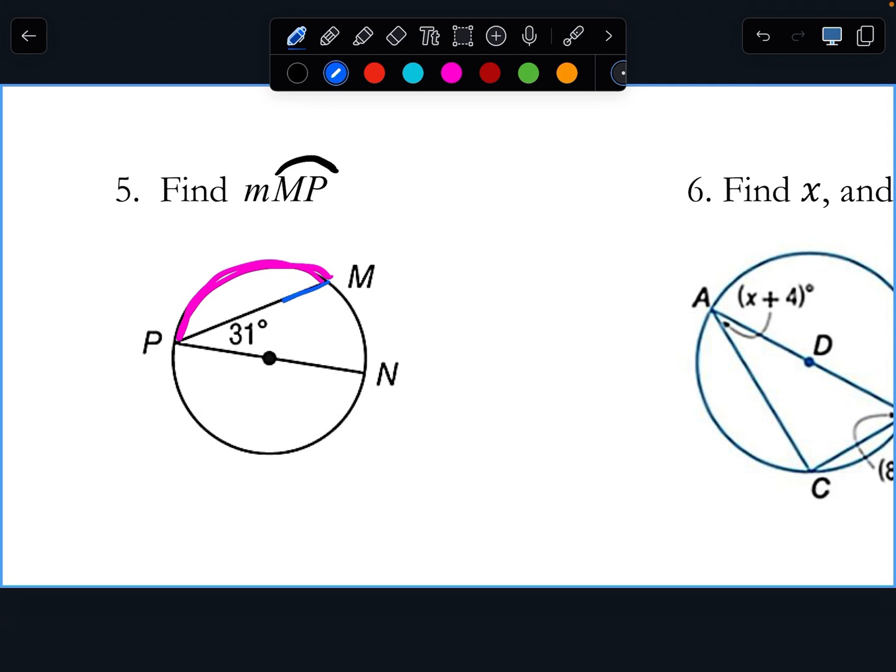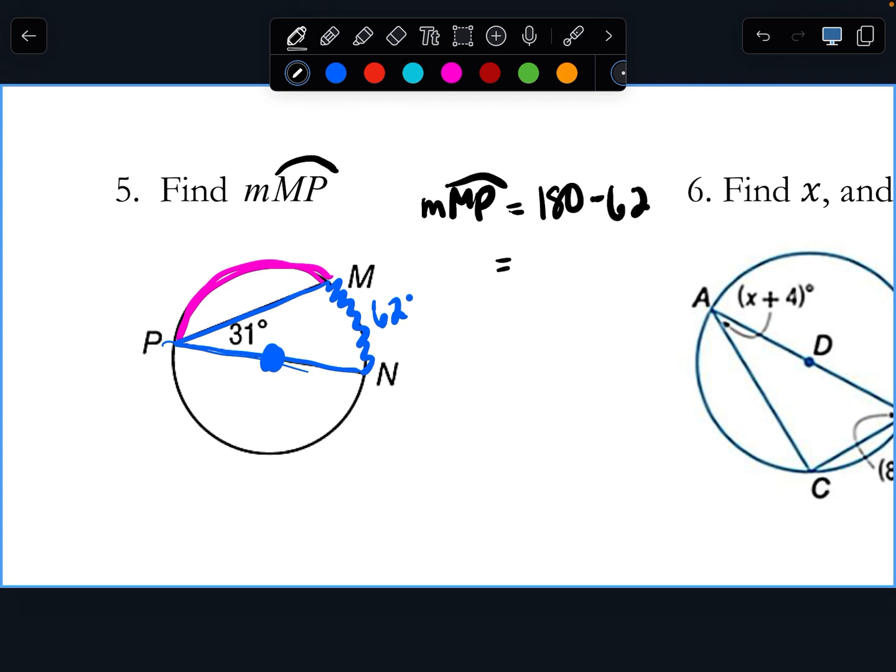Strategy. See this guy? You start with the number and try to figure stuff out. A lot of the problems is just trying to find everything you can, and then hopefully you can figure it out. So like here I can double 31. So what is that? 62. And then, okay, now what? Well, look at this guy. That's a diameter. So the measure of MP, you can just take 180 minus 62. Right? 118.